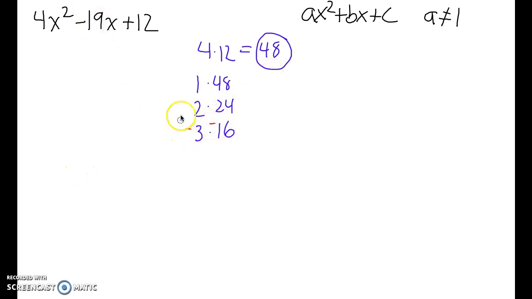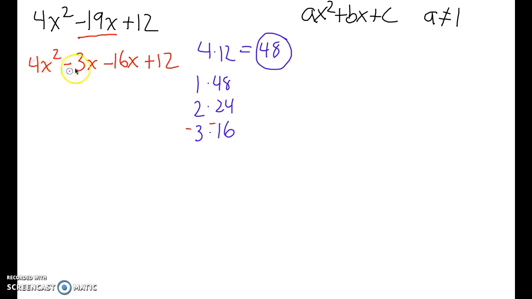So let's look at method 1 once we've figured out these numbers. The first method is called splitting the middle term. And what that means is we're going to split this term into two separate values. So I can think of this as 4x squared, and then instead of negative 19x, since I know negative 3 and negative 16 add up to that, I'll take negative 3x, and then I'll take minus 16x. So I've really split the middle term here, and then I'll finish with a plus 12. The only thing I've done is rewrite this term.